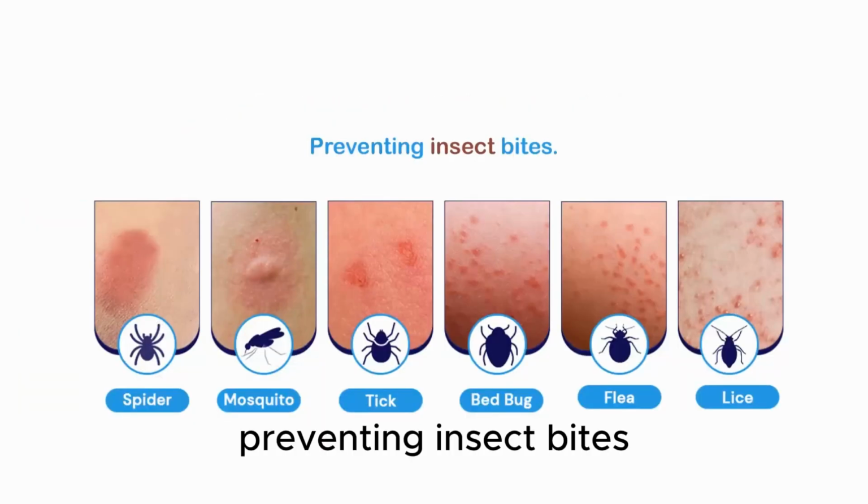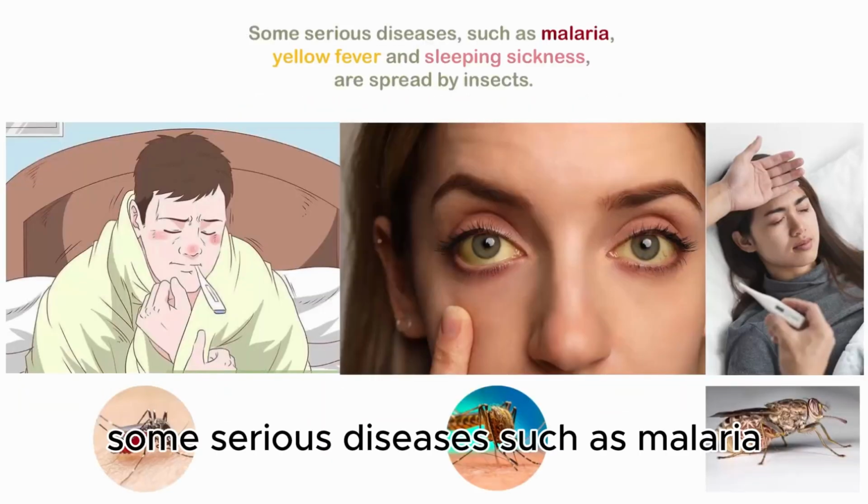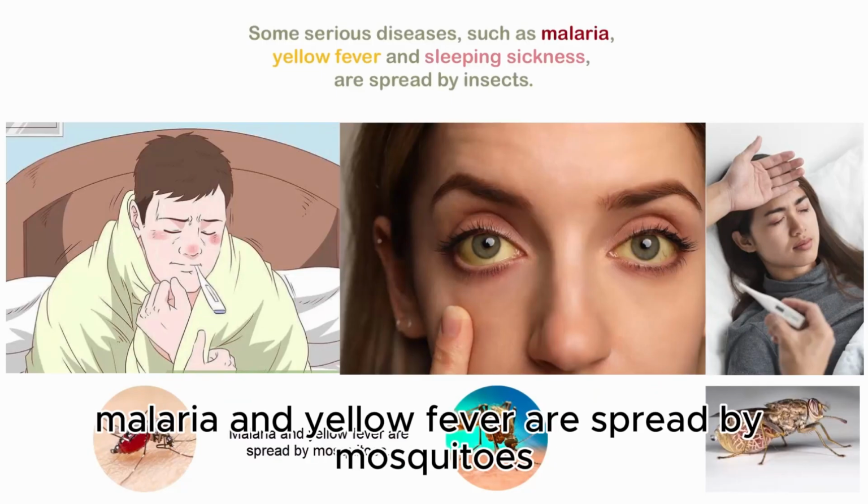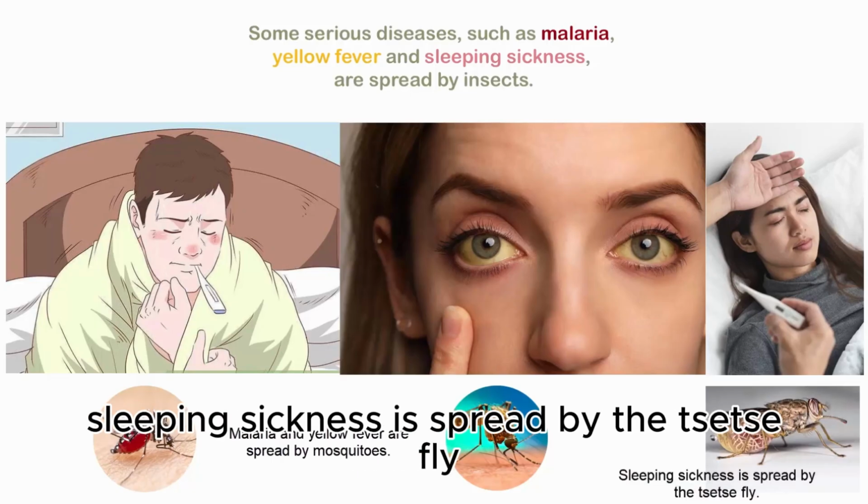Preventing insect bites. Some serious diseases such as malaria, yellow fever, and sleeping sickness are spread by insects. Malaria and yellow fever are spread by mosquitoes. Sleeping sickness is spread by the tsetse fly.